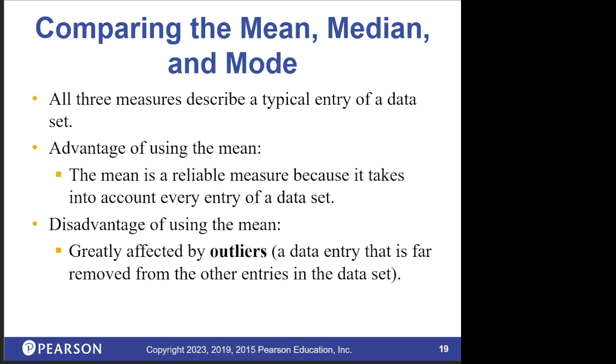All right, what we want to do here is talk about why mean, median, and mode would be applicable to data. We can describe a data set with these three entries. The mean takes into account every piece of data, but if there is an outlier, a data entry that is not close to the other data entries, it can skew the value of the mean.